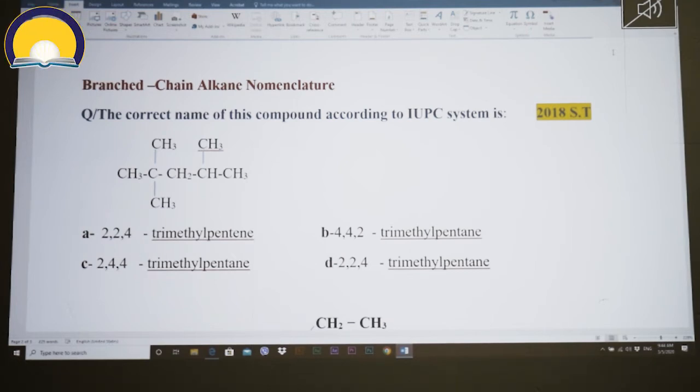We cannot choose A. Why? Because A has pentene. Pentene means a double bond. Alkanes end in ane, A-N-E. Do not choose A because of ene. Pentene is wrong. D is the correct term.